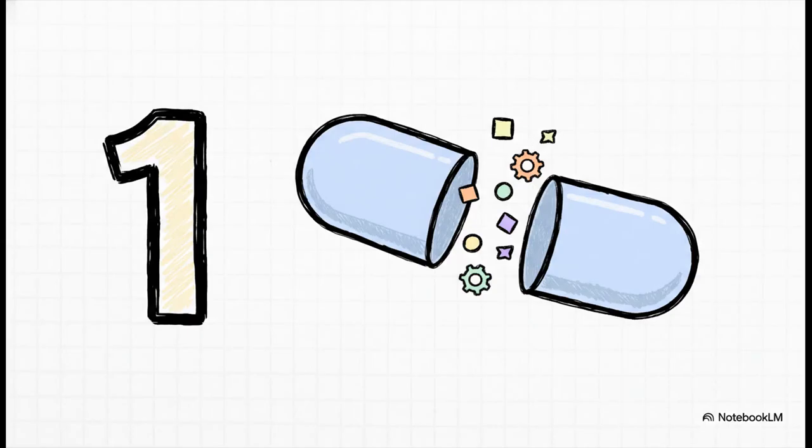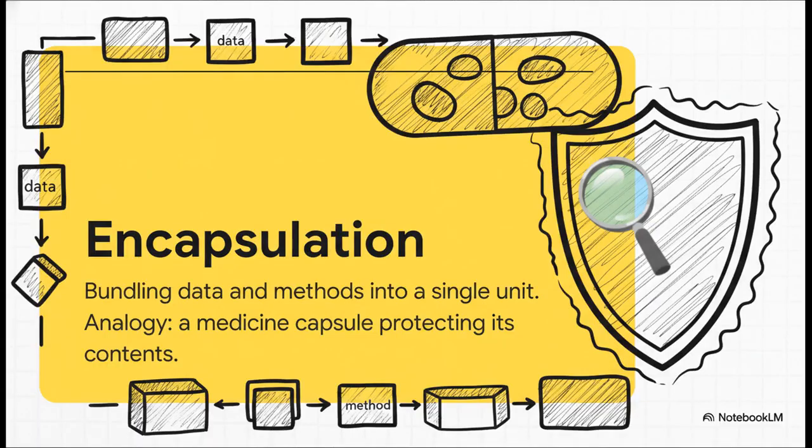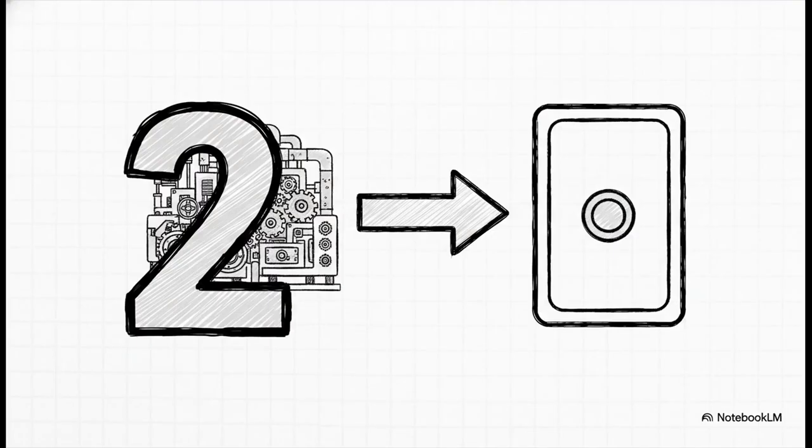First up, pillar number 1, encapsulation. This one is all about keeping things neat, tidy, and safe. So what is it? Encapsulation is basically the idea of bundling an object's data, its properties, and the actions it can perform all together into one single unit. The capsule in the name is a perfect analogy. A medicine capsule holds all its ingredients together and protects them from the outside. Encapsulation does the exact same thing for our code. It creates a protective barrier so you don't accidentally mess with an object's important data from somewhere else in the program.